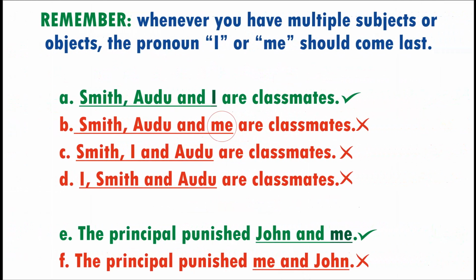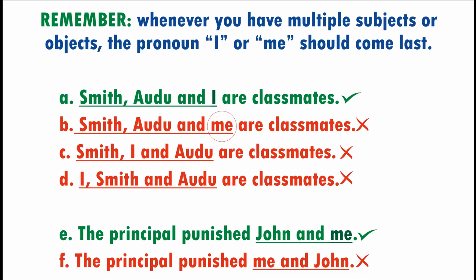On this page, we want us to remember that whenever you use multiple subjects or objects, the pronoun I or me should always come last. This is one of the ways to show politeness and selflessness in the English language.